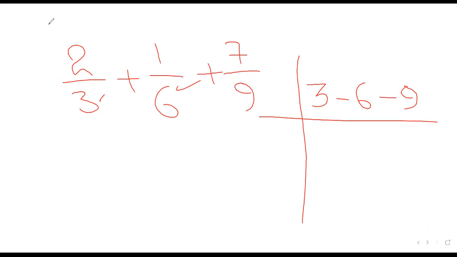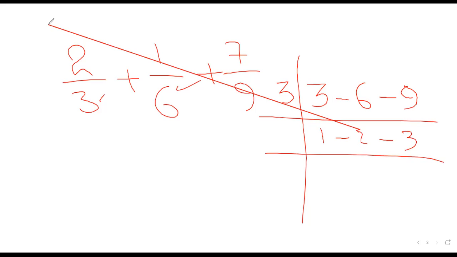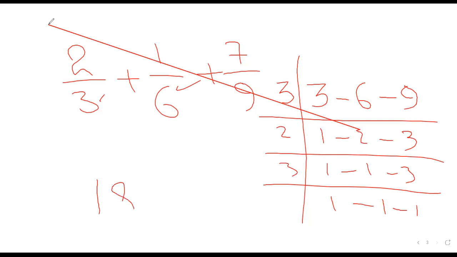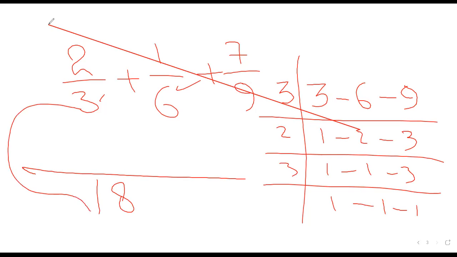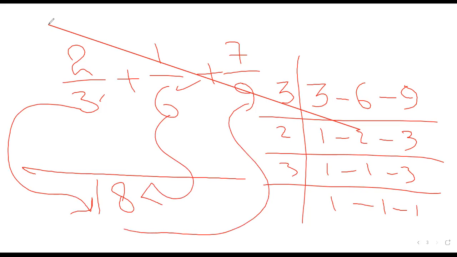So we can say that 3 ones are 3, 3 twos are 6, and 3 threes are 9. Once again, we can find the 2. 2 ones are 2, 3 as it is. The last one is 3. 1, 1, and 3 ones are 3. So here we have 18. So 18 is the least common divisor. It is also divisible by 3. It is divisible by 6 also. And also we can divide 18 by 9.